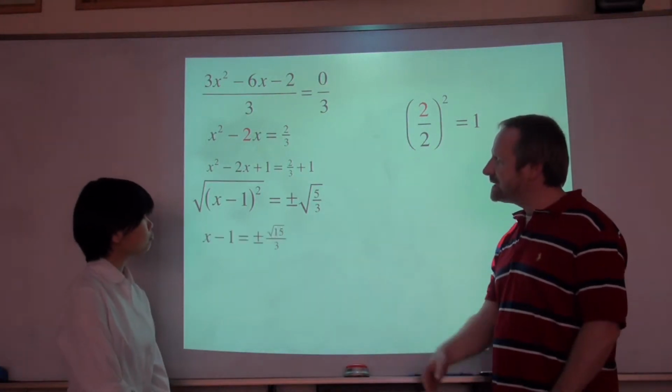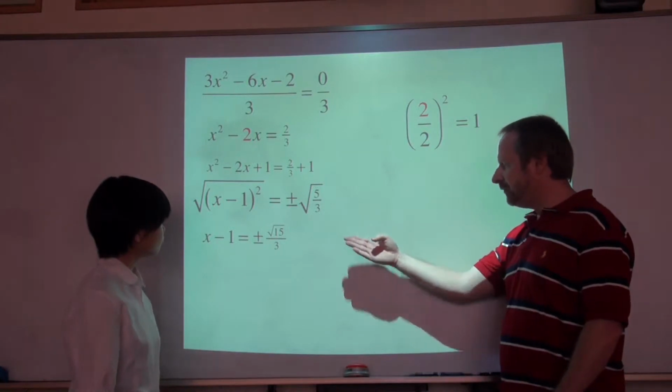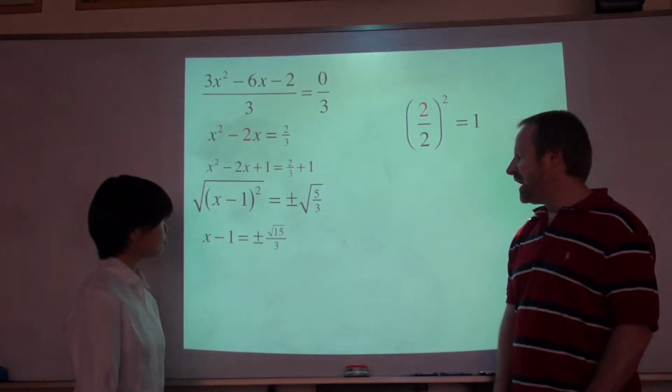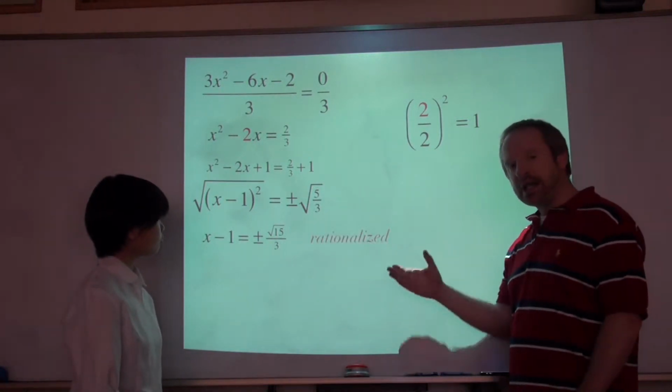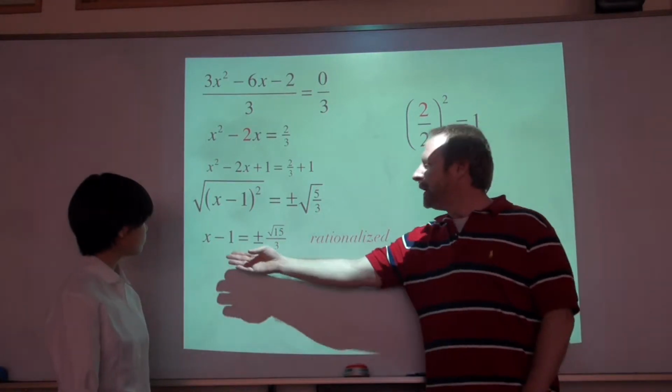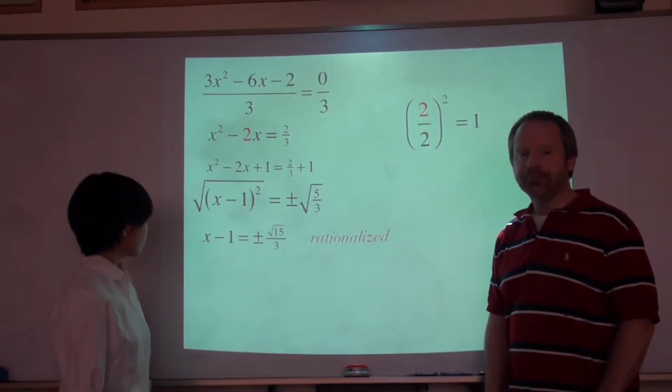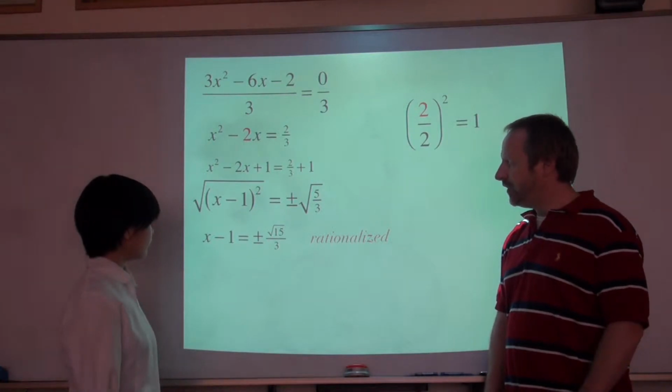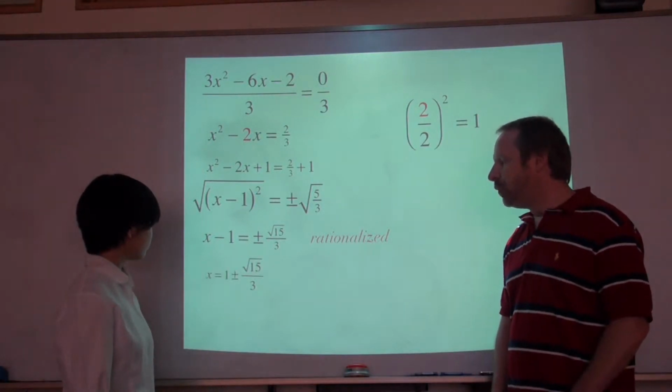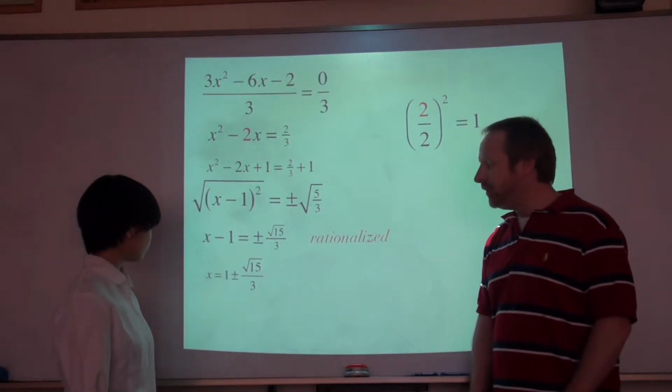Very good. And so in the next step, we have this. And again, just remember that we rationalized the denominator on the right-hand side. Now, what are we going to do with this minus 1? Move to the right side. Very good. And so we get x is equal to 1 plus or minus root 15 over 3.